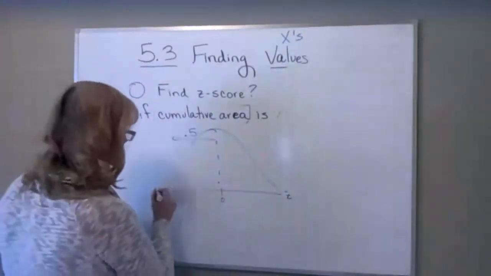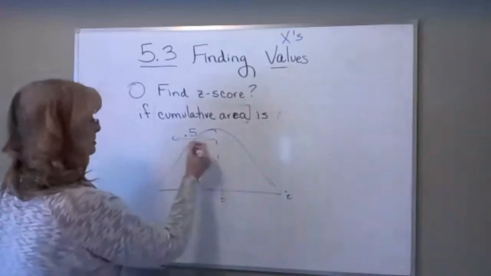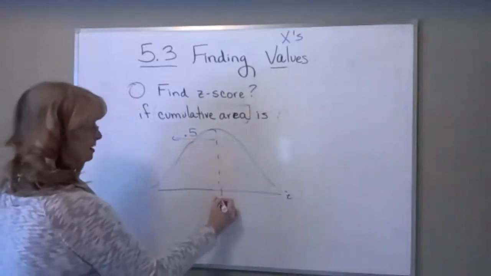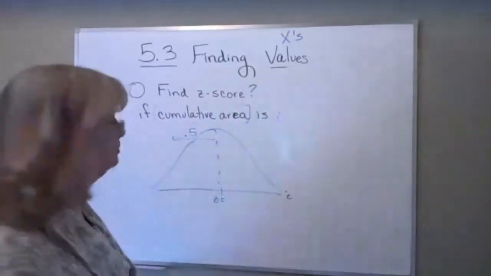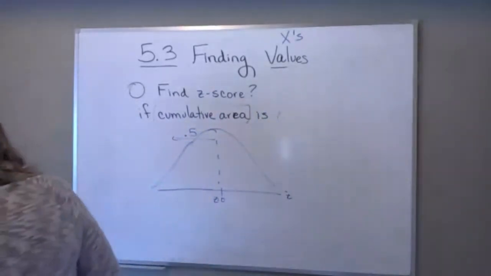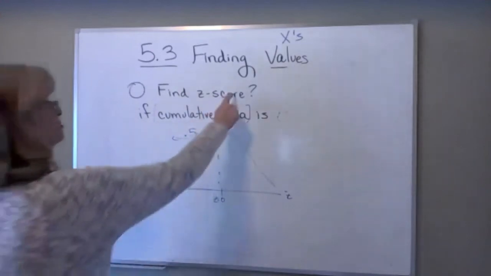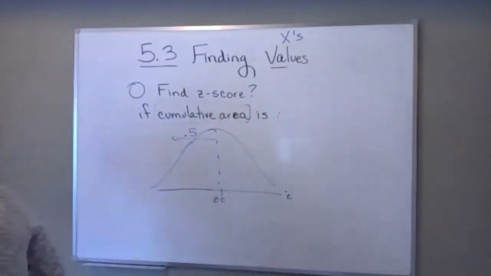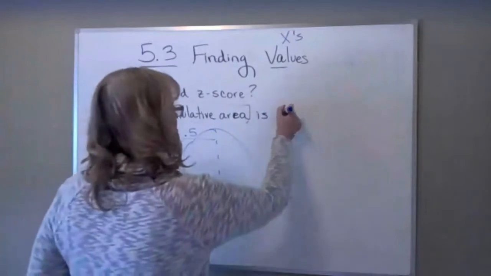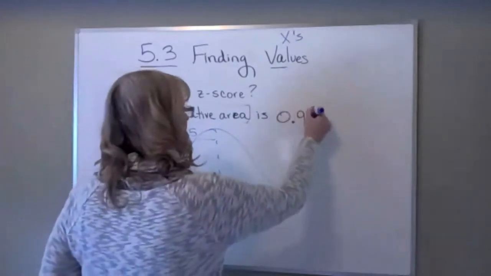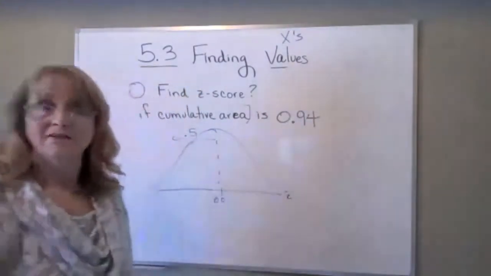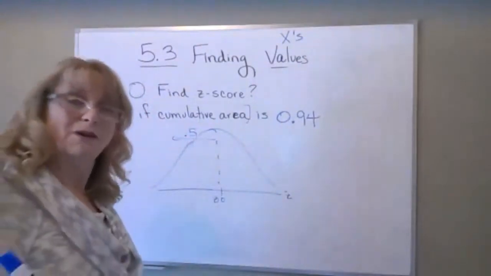So we still have this picture. Remember, the area to the left of z equals 0 is 0.5. That just helps you decide if you're looking for positive or negative. On number 4, it says use the standard normal table or technology to find the z-score. And it says that corresponds to the following cumulative area. It says the cumulative area is 0.94. This is a little bit of a tricky question.